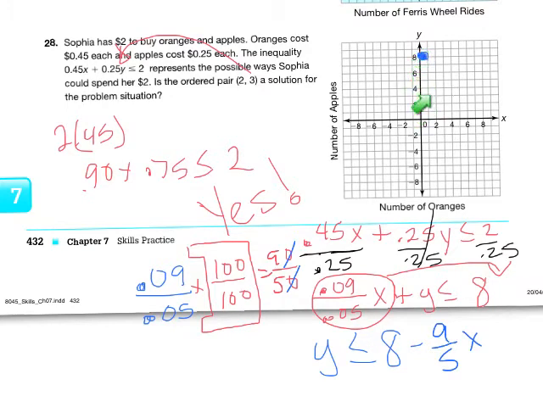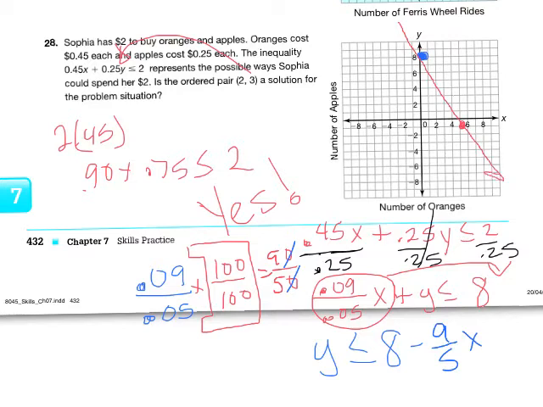Instead of counting every single one, from here to 0 is 8. So how many more do I need to go? Just 1, and then go over 5. So instead of counting every single little one, there we go. There's our slope, and bada bing, bada boom.